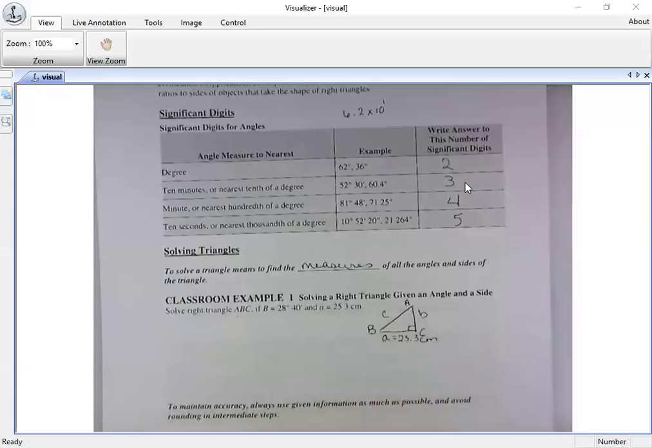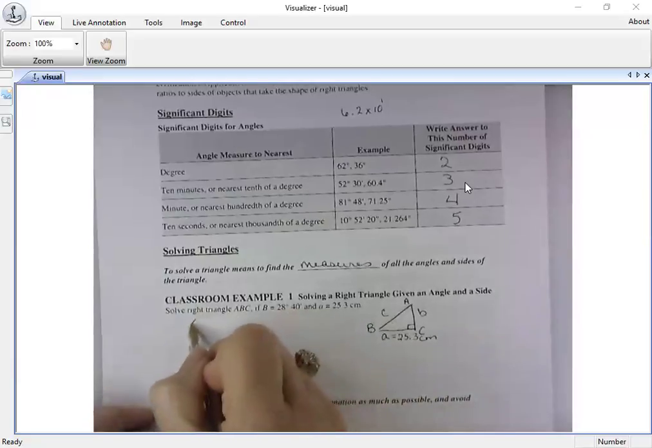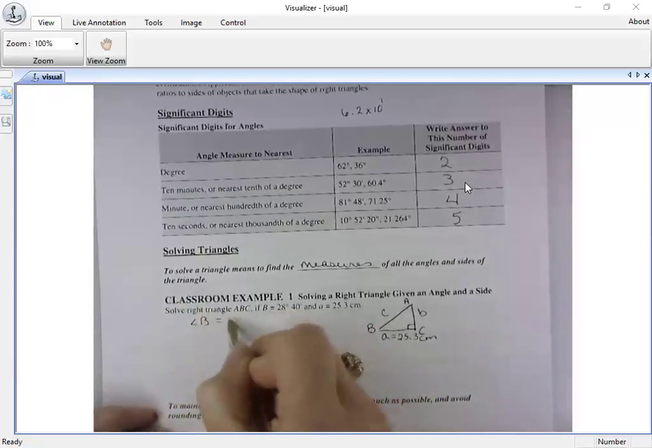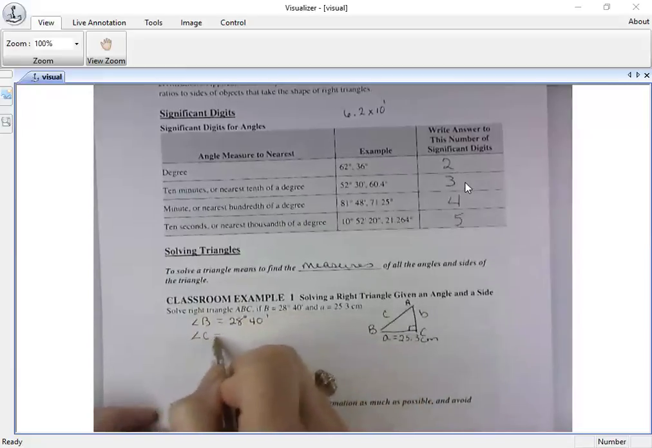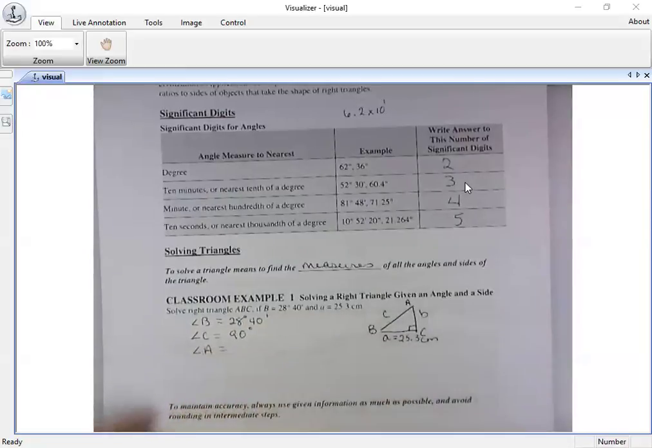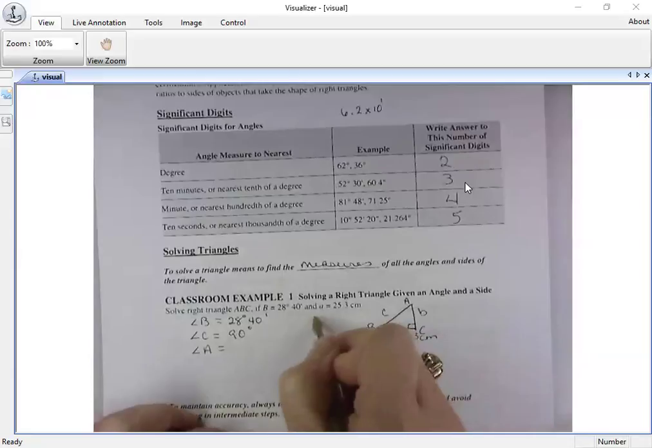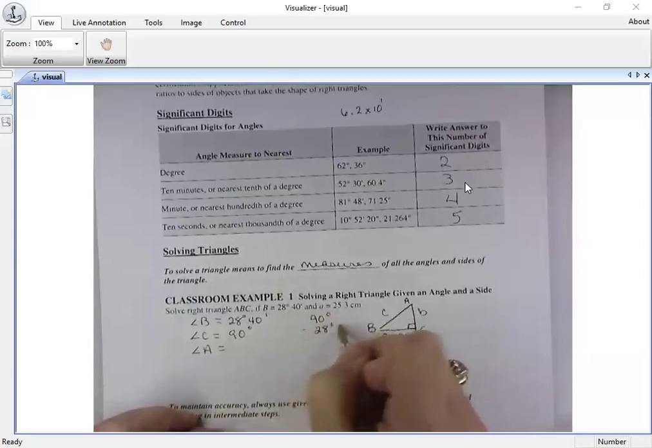Let's, first of all, find what angle A is. We already know angle B is 28 degrees, 40 minutes. Angle C is 90 degrees because it's our right angle. How am I going to find angle A? Right, 28 degrees, 40 minutes from 90. Very good. I know angle A and angle B would have to be complementary. So if I were to take 90 degrees and subtract 28 degrees, 40 minutes from it.